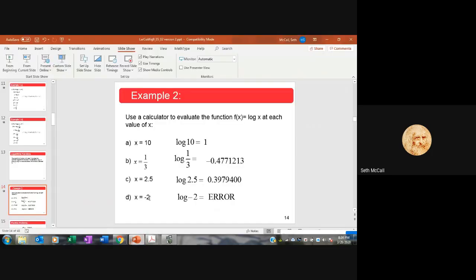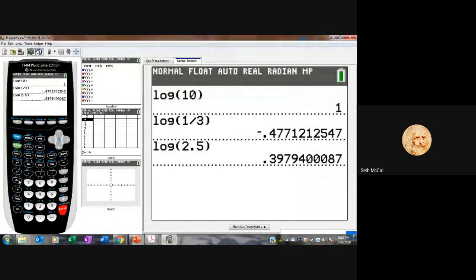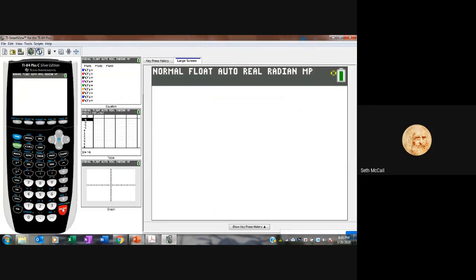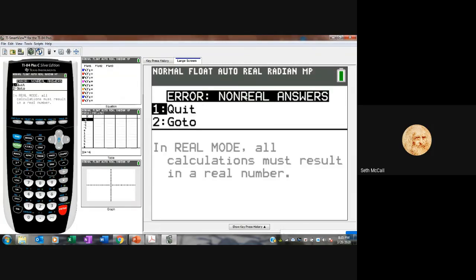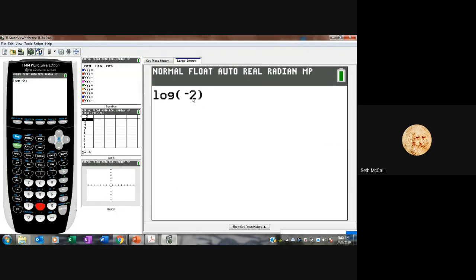The last problem we're going to do is to have you evaluate log of x for x equals -2. And when you try to do that, type log, type -2, and you hit enter, you end up with an error and it says non-real answers, and you can quit or go to. I always like to go to, and it just shows you that that's the problem. What is occurring is that the input value of -2 is actually outside of the domain of x. I'm sorry, the domain of log of x.